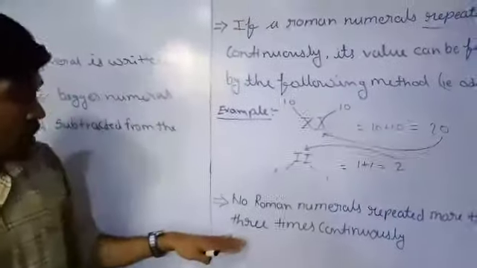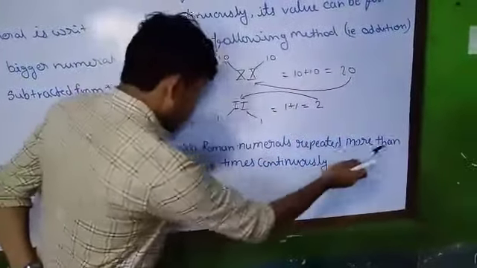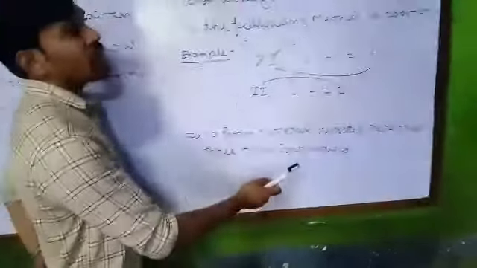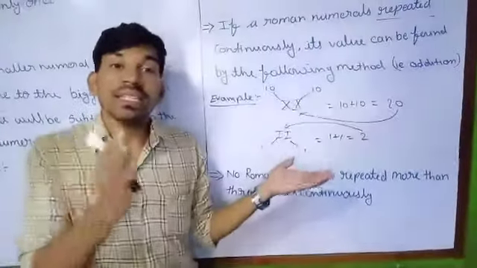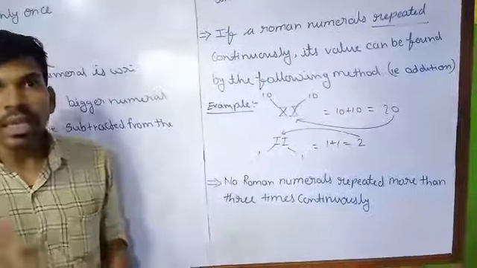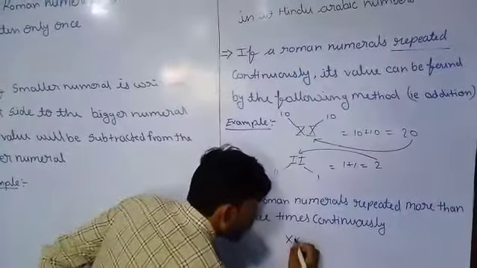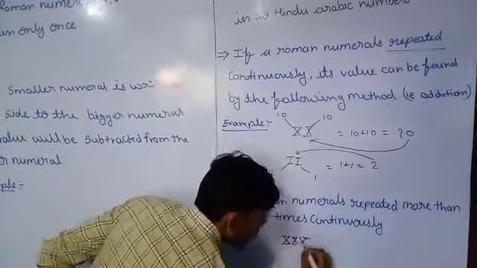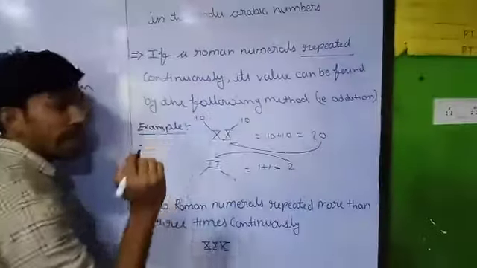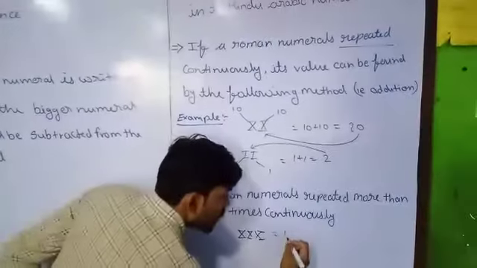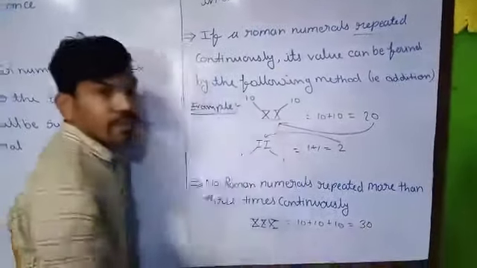Now proceed to the next principle. No Roman numeral is repeated more than 3 times continuously. In the first principle we learned that a Roman numeral can be repeated, but there is a limit: it could be maximum 3 times. Take an example: I have X 3 times. We do the addition as in the first principle, so 10 plus 10 plus 10 is equal to 30.